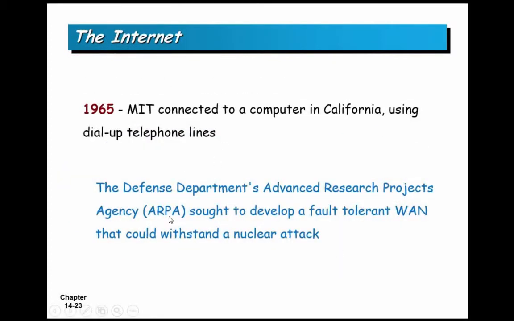Okay, the internet. The next few slides are just going to tell a story of how the internet began. 1965. What was happening between us and Russia in 1965? The Cold War, the arms race, not a lot of happy stuff. It was the USSR at the time. So the very first thing was MIT connected to computers in California using dial-up telephone lines. ARPA, which was developed by the Defense Department, was trying to figure out how they could create a wide area network that could withstand a nuclear attack. So how can you keep the country communicating in the case of a major problem? The ARPANET was the predecessor to the internet.